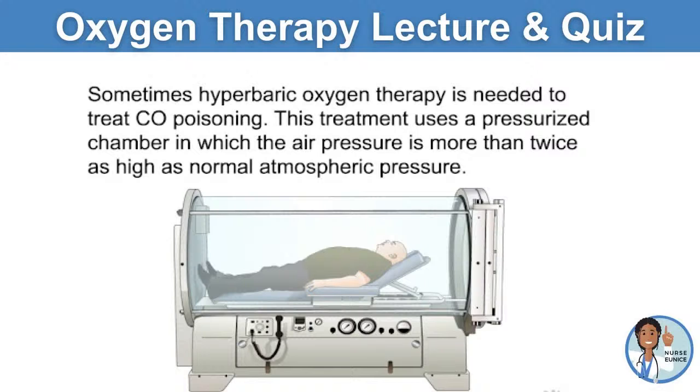And here's an example. This is a hyperbaric oxygen chamber. We can use a mask for some patients, but if a person has severe carbon monoxide poisoning, they may have to go into a hyperbaric chamber that is pressurized with oxygen.